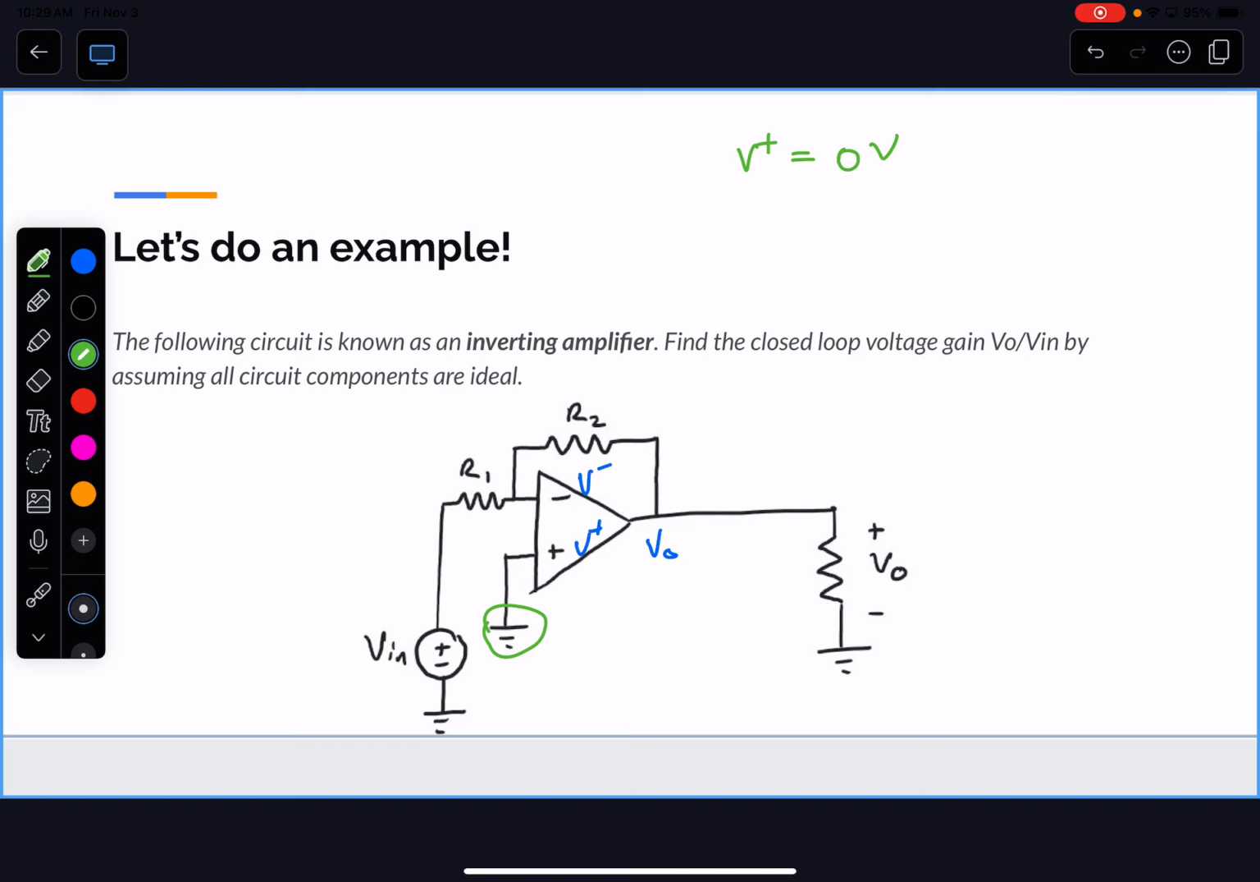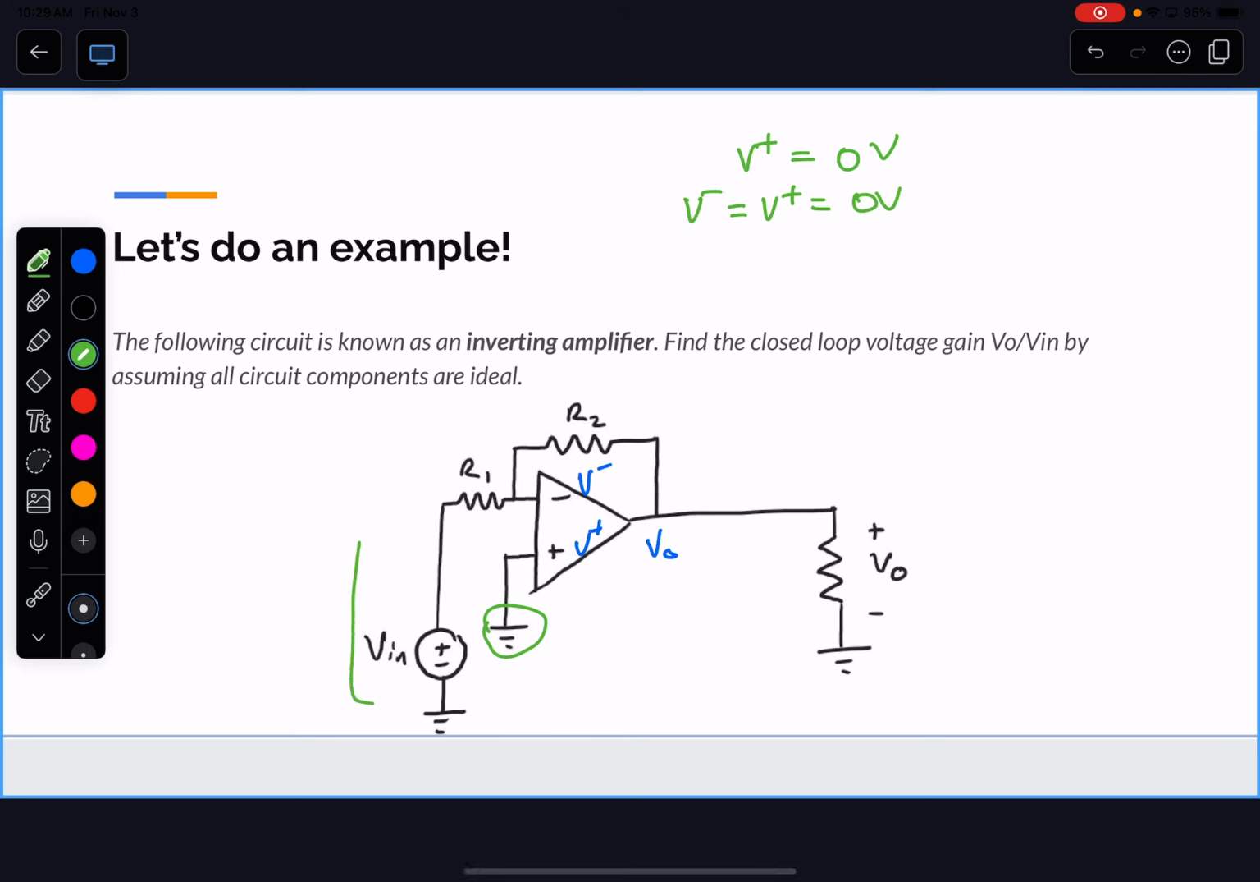And by the same token, since V minus equals V plus, that also equals 0, right? That means, interesting. Well, I'm just feeding 0 volts in there. How am I going to control the voltage? This is where the op amp is truly amazing: you can still control the output signal even though both your input ports are at 0 volts. And how do I do that?